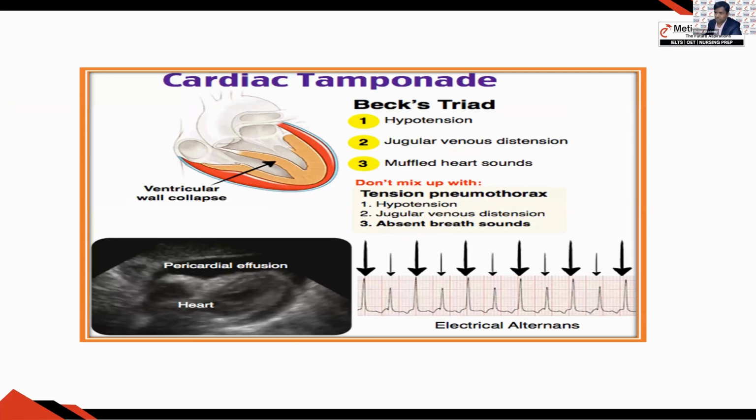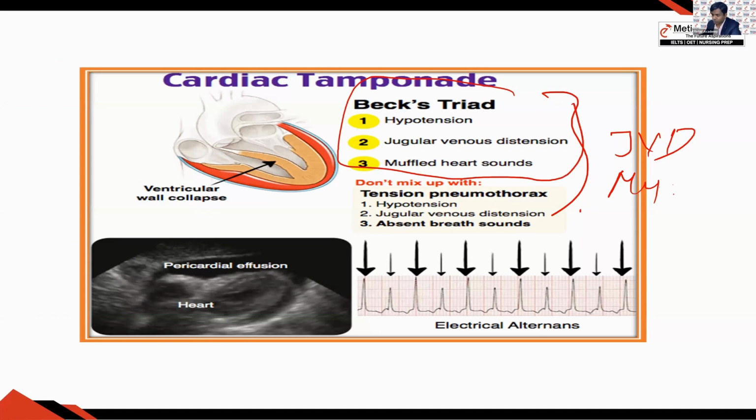Cardiac tamponade signs. We have important signs of cardiac tamponade. We have Beck's triad, which is three important signs: hypotension, JVD, and muffled heart sounds. Whenever Beck's triad is seen in cardiac tamponade, you should know: hypotension, JVD, and muffled heart sound. Options may give pulsus paradoxus or anything, but this is the triad.